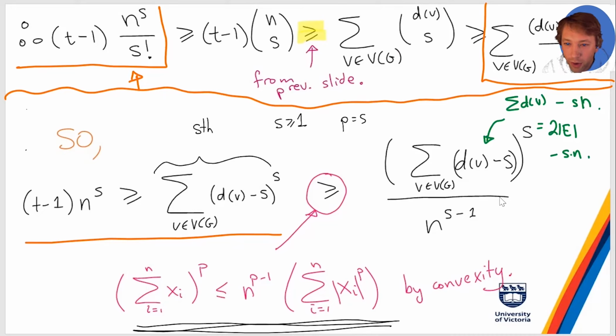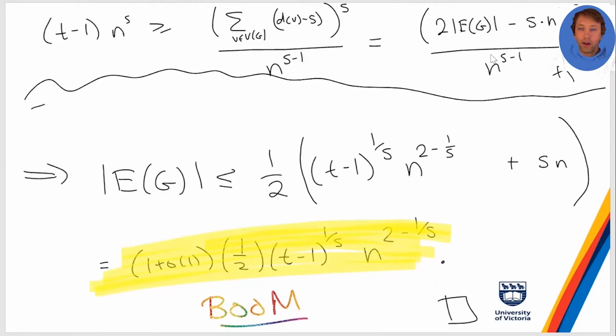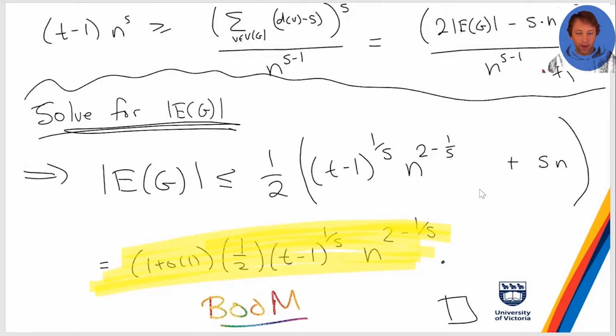So all we're going to do now is plug in this 2e minus s times n into this thingy, right? So that's what we've done here. And now we just solve this for the number of edges. So multiply both sides by n to the s minus 1, and then take the s-th root of both sides, and then add s times n. So basically solve for e of G. Oh, and then divide by 2.